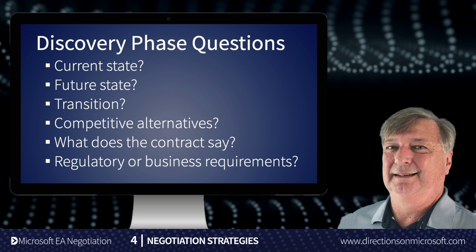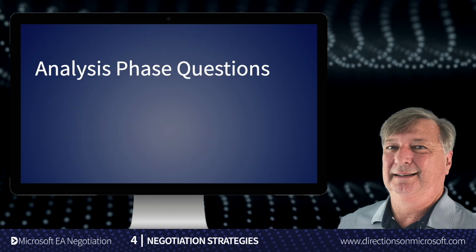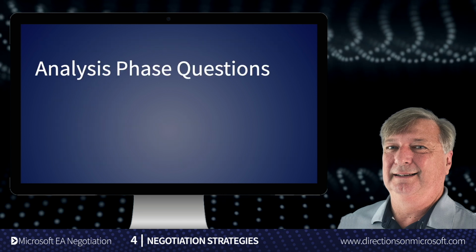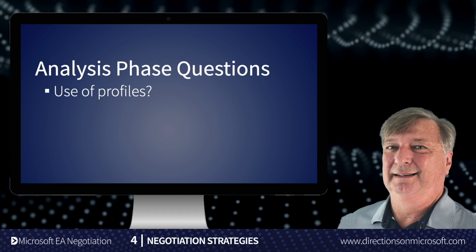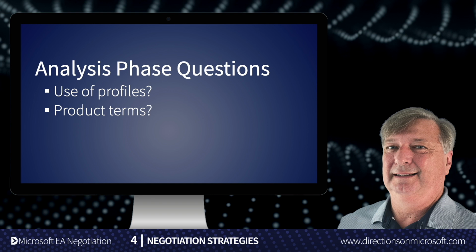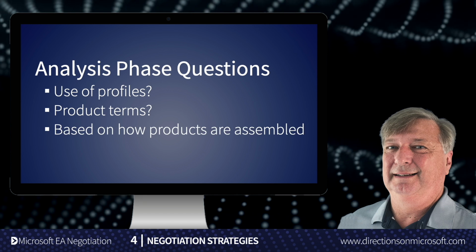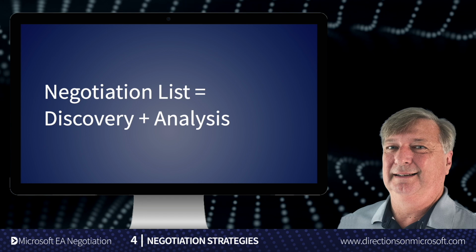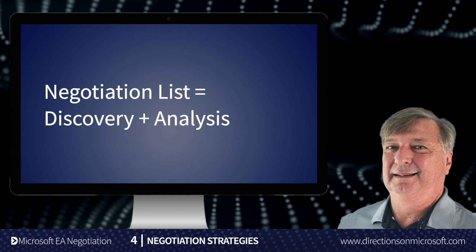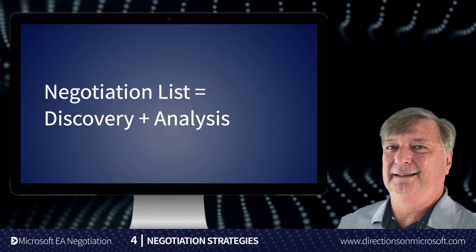What are some of the rules in the contract that you may need to change due to regulatory requirements or even business requirements? And then from the analysis side, maybe you need to have something based on the use of profiles and you need to change some of the product terms based on how you have assembled the products. And so the negotiation list is really the culmination of what comes out of discovery and analysis.